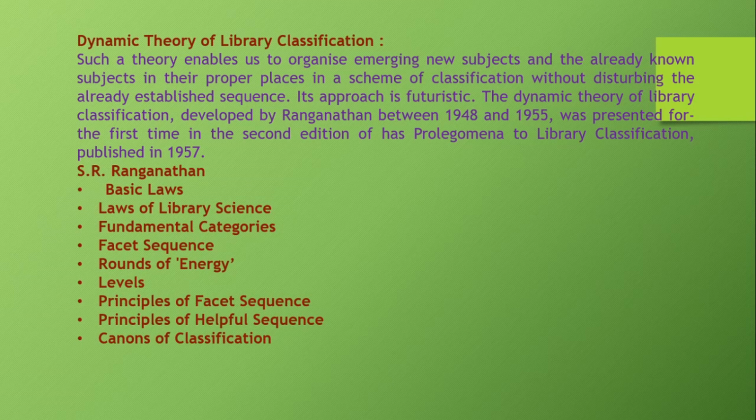Principles of facet sequence. Ranganathan formulated 4 principles of facet sequence: whole-organ principle, cow-cup principle, and actant, action, actor, tool principle, along with the world picture principle. These principles guide us in deciding the sequence of facets which may appear in a compound subject. Principles of helpful sequence.